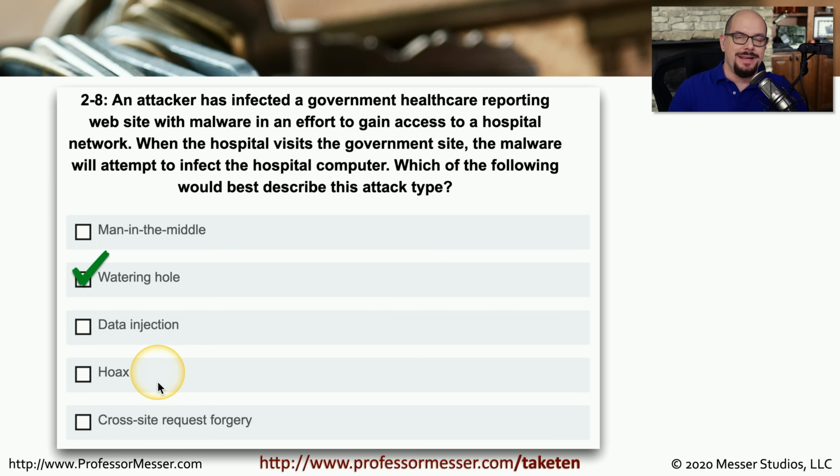A hoax is a type of attack that is not actually occurring, and in our example here, this is one that really is a malware infection that is occurring. And lastly, a cross-site request forgery may describe the entire process that took place to get the malware on that system, but it is not describing this process of going to a third party and infecting that third party to gain access. That is very specifically talking about a watering hole attack.